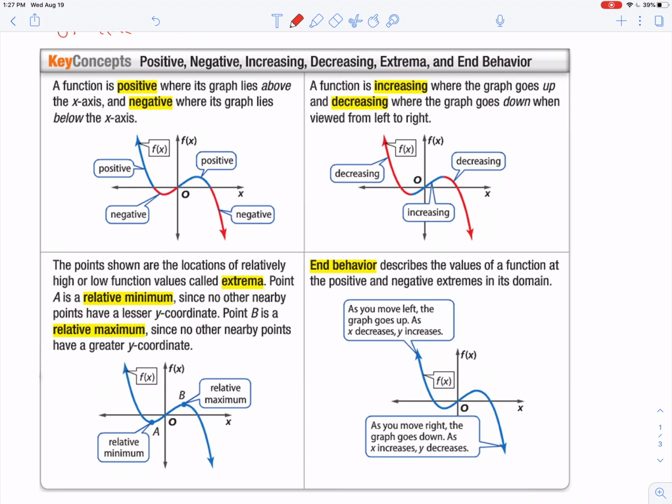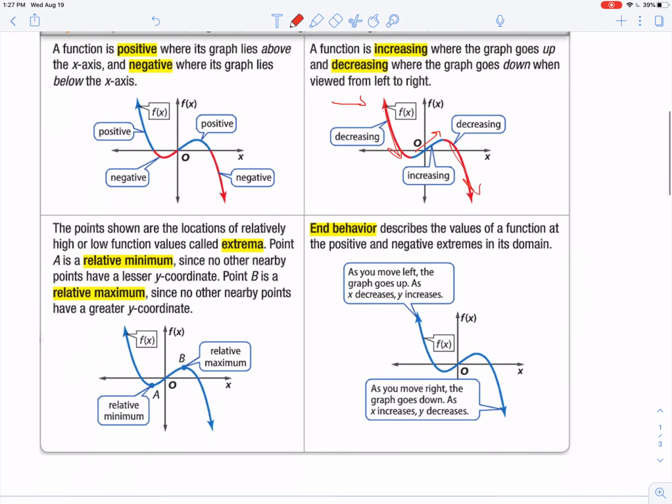This next one is the one that's hard for everyone to kind of remember. Oh no, I'm sorry, that's the end behavior. So where it's increasing and decreasing, always read a graph from the left to the right, and then look, as it moves from the left to the right, is it going up or down? If it's going down, it's decreasing. If it's going up, it's increasing. It's going down, it's decreasing.